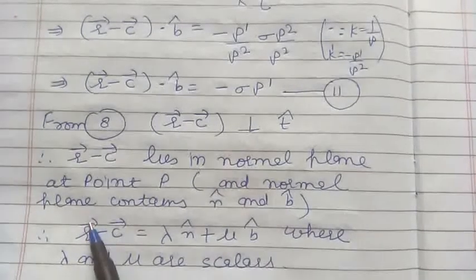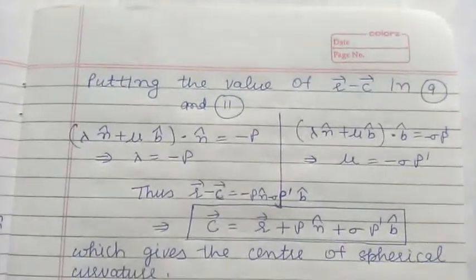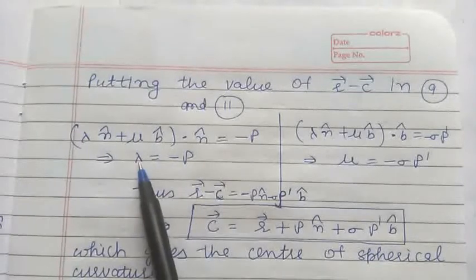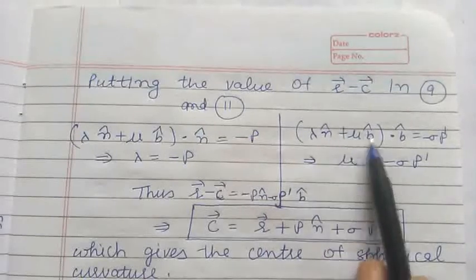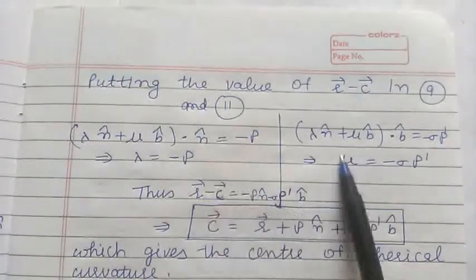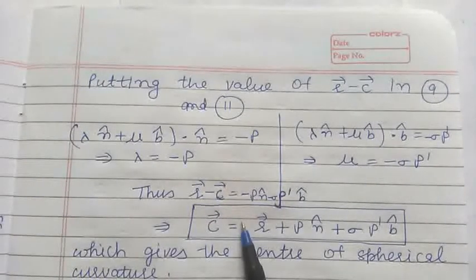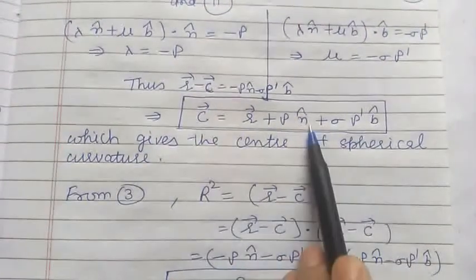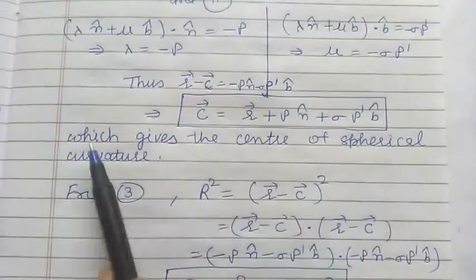Now substituting this value of vector r minus vector c in equations 9 and 11. If we substitute the value in equation 9, we get the value of lambda from here, which is minus rho. And if we substitute in equation 11, then from there we get the value of mu. So we have obtained the values of lambda and mu. Now substituting these values in the equation, from here we get vector c is equal to vector r plus rho into n cap plus sigma rho dash into b cap. So this gives the center of spherical curvature.